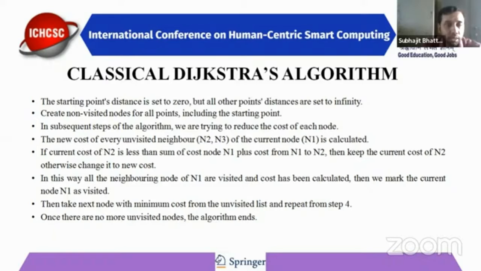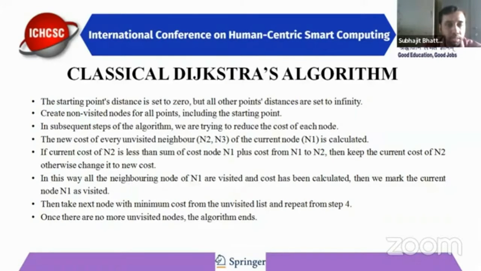Now in the context of the classical Dijkstra algorithm, there is a graph, and in the graph structure there are vertices, and 2 vertices can be connected through an edge. So that is all about the graph structure. We have considered a graph structure, and from the starting point, the distance is set to 0, but all other points' distance is set to infinity. That means the starting point distance is set to 0, and all other points' distance from the source is set to infinite. That is the first point.